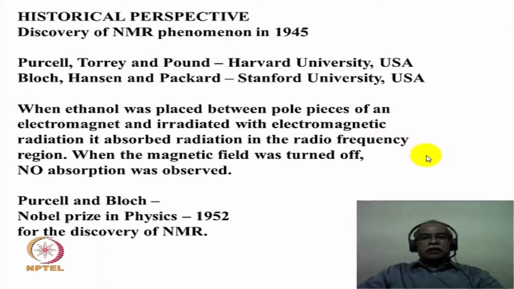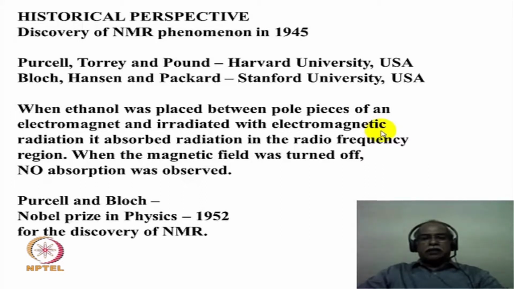Now, from the historical perspective, the phenomenon of nuclear magnetic resonance was discovered in the year 1945 by two groups working independently, one at the Harvard University and another at the Stanford University. Purcell, Torrey and Pound were working at Harvard University. Bloch, Hansen and Packard were working in the Stanford University. The experiment they performed was very simple. They placed a sample of ethyl alcohol between pole pieces of an electromagnet and irradiated the sample with electromagnetic radiation.